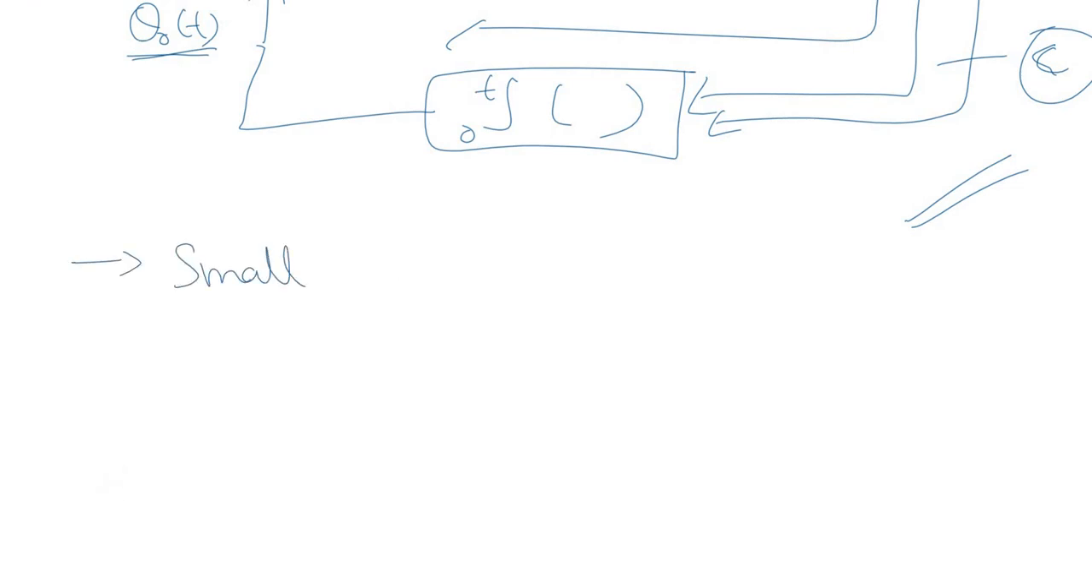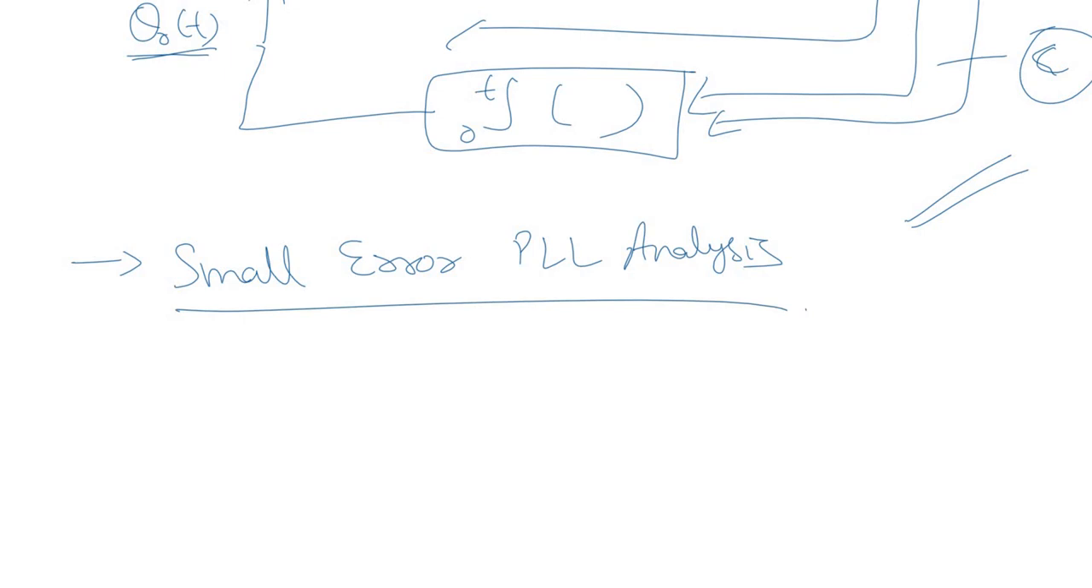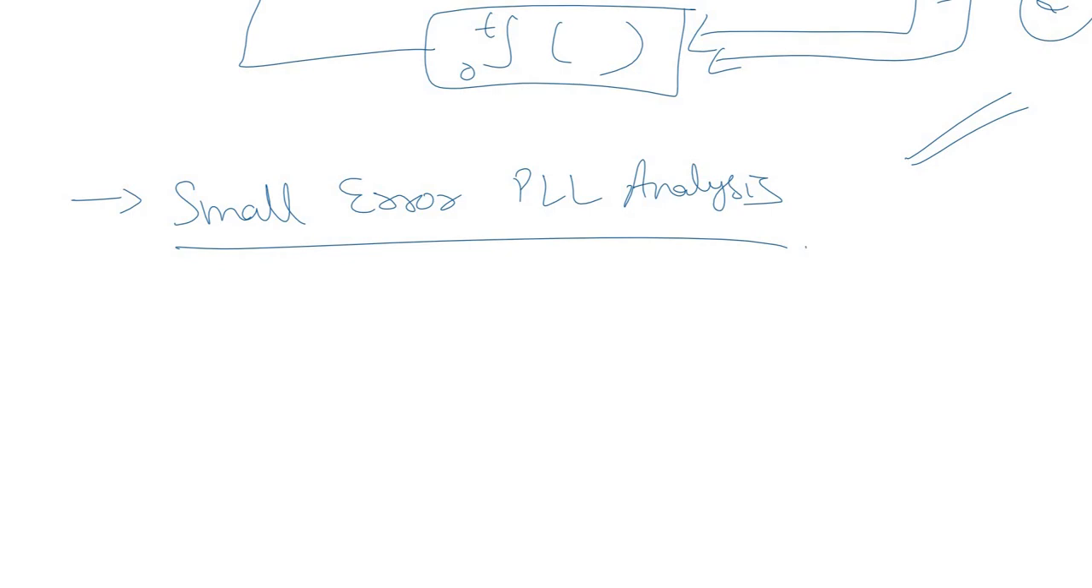Small error PLL analysis. In case of small error PLL analysis, we assume that there is a very small phase error, so we can make a valid assumption in that case that sine of theta is approximately equal to theta. It's a very small phase error, so we can make this valid assumption.